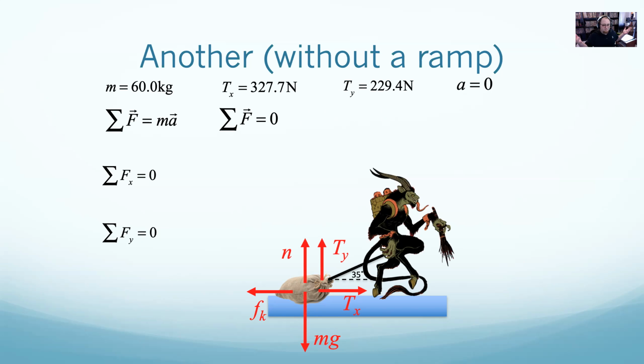T sub x minus f sub k equals 0. Yep, that's my x equation. How about my y? T sub y plus n minus mg equals 0. Yep, because it's up minus down. T of y is up, n is up, mg is down.